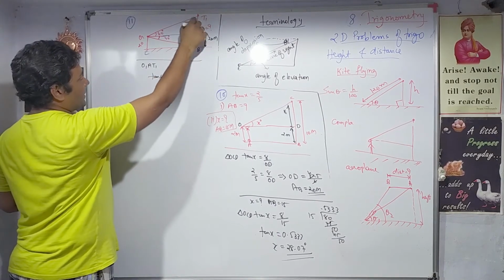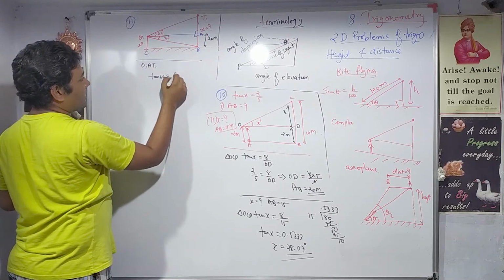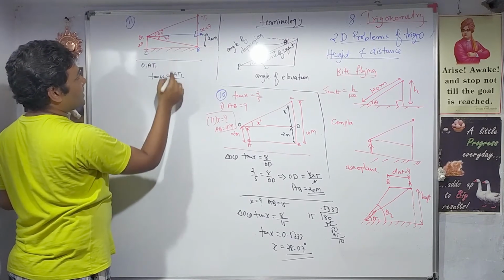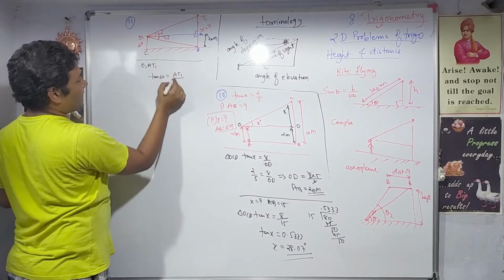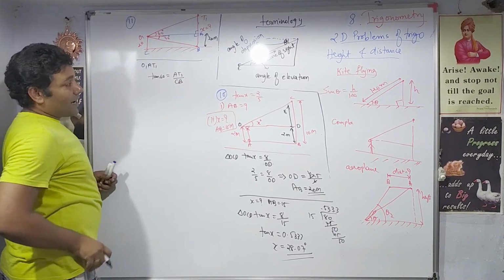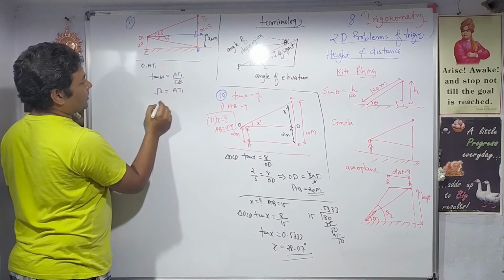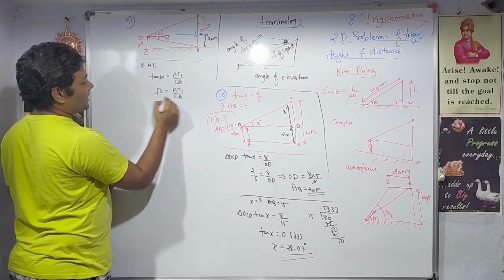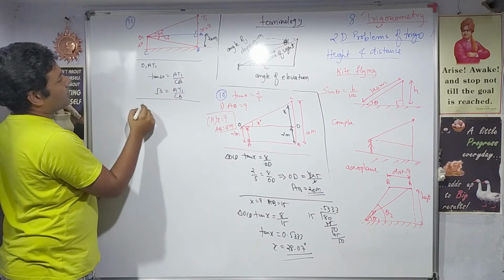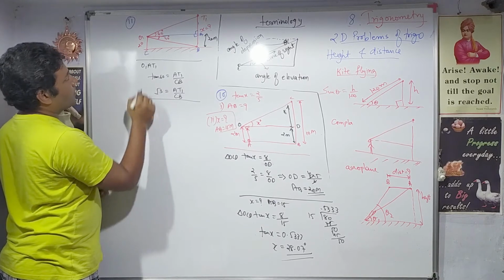perpendicular, that will be 81. For this triangle, perpendicular is 81 and the base is O1A, or you can write CB. So tan 60, value of the tan 60 is root 3, that is 81 upon CB. Let it be as it is. Now take another triangle, O1AB.